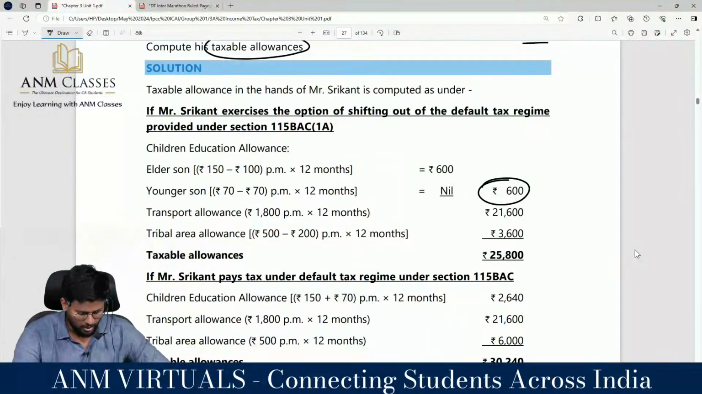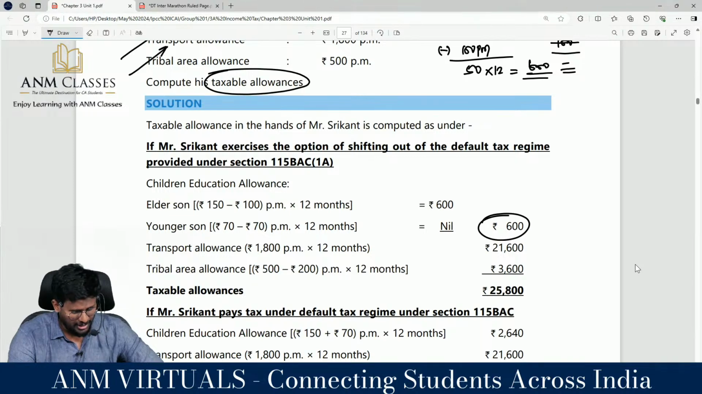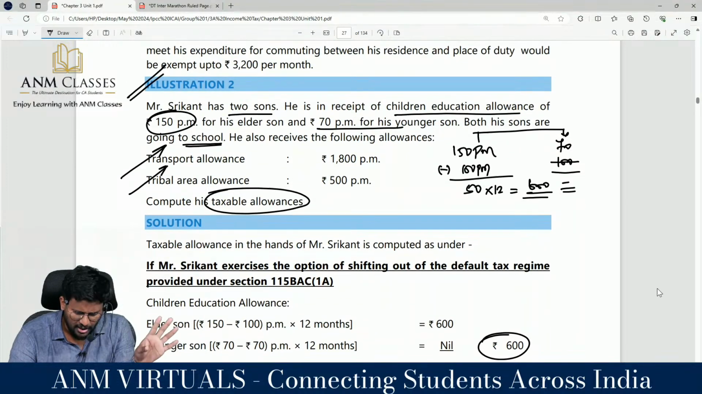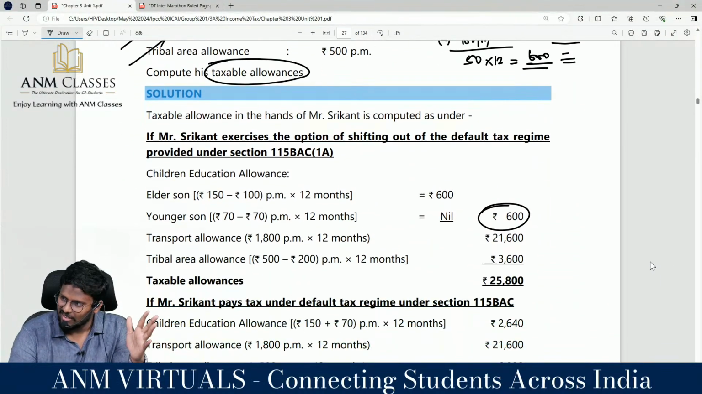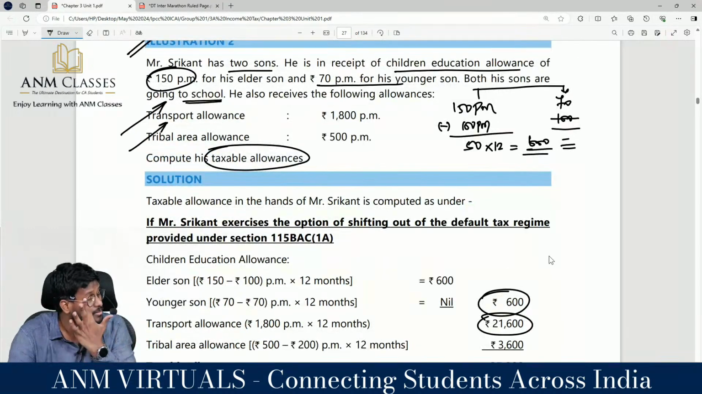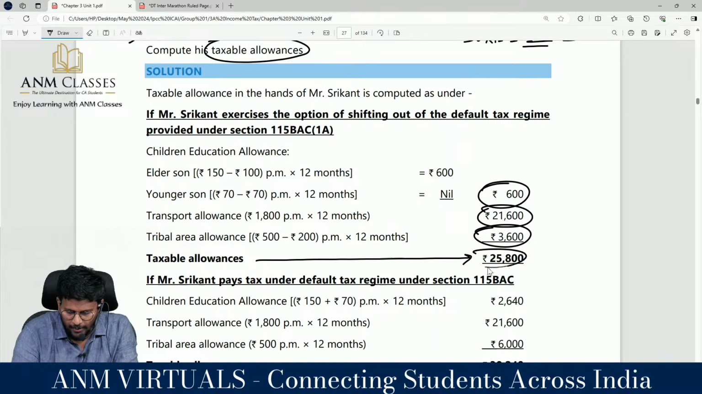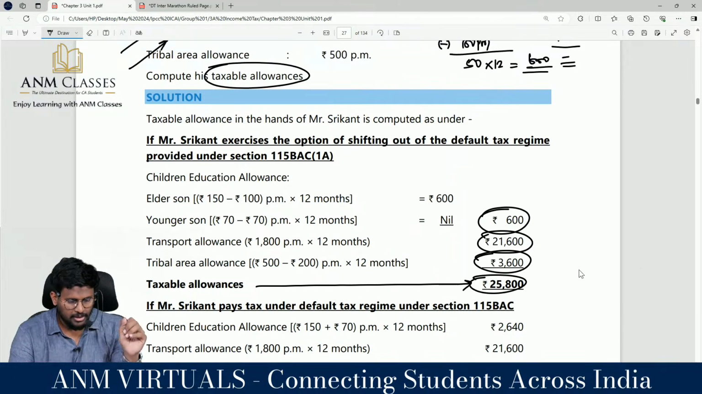Yes, sir. Okay. Transport allowance, sir? It is only for the blind. Correct? Yes, sir. Has it been said that he is blind? No, sir. Then it is fully taxable. Tribal area allowance: 500, less 200 exemption gives 300, into 12 comes to the total taxable allowance.